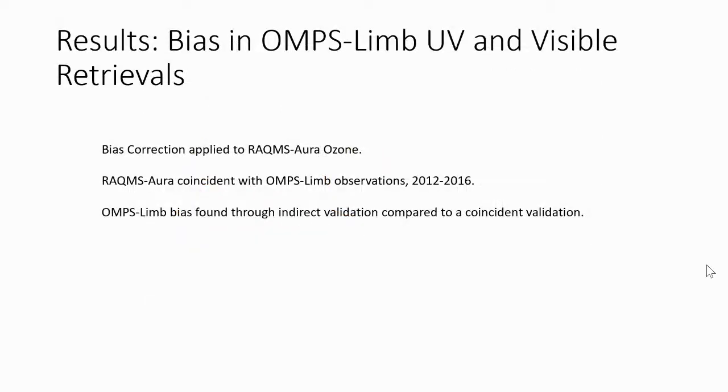So now that we've got our bias correction created from median ozone concentration relative to ACE and have benchmarked it relative to the ozone sondes, we then look at coincidences between our model concentration and the OMPS-Limb observations between 2012 and 2016. There is a coincident validation that has been done, and so we compare our results found through indirect validation to that.